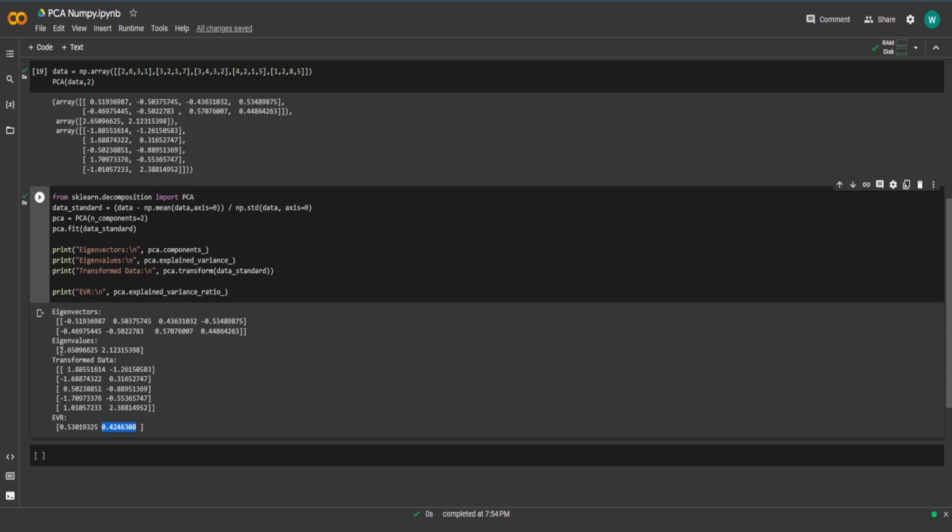So essentially we can interpret these eigenvalues as well. This 2.65 is 53% of the sum of the eigenvalues. So for example, if our eigenvalue was 10 and the sum of our eigenvalues was 20, then that principal component, 10 divided by 20, can explain 50% of the variance.